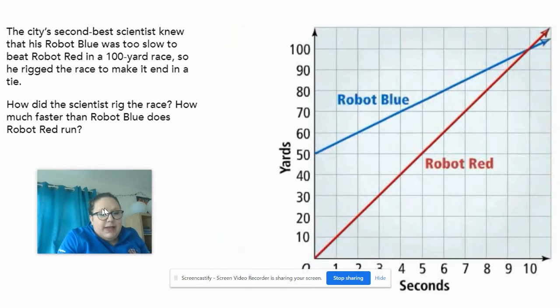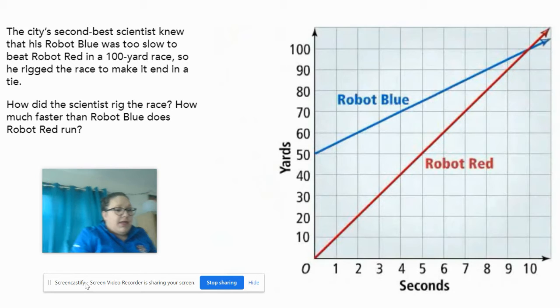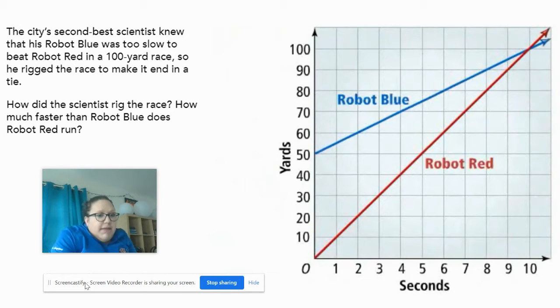Okay, so I want you guys to think about this here. We've actually talked about something similar to this before, with the plant growing contest. So the city's second best scientist knew that his robot was too slow to beat the red robot in a 100-yard race, so he rigged the race to make it end with a tie. What do you think the scientist did, and how much faster than the blue robot does the red robot run? So how much faster is the red robot, and what might have happened to cause them to have a tie if one was faster than the other? I'm going to let you write your thoughts about that, starting right now.